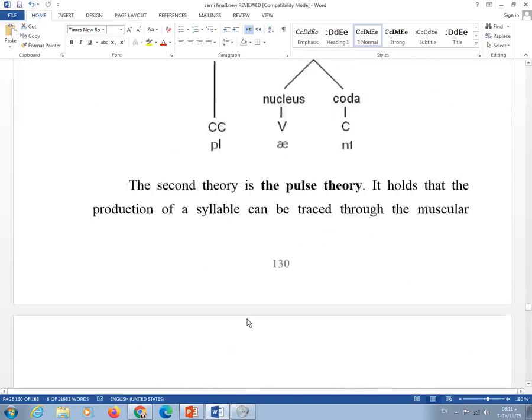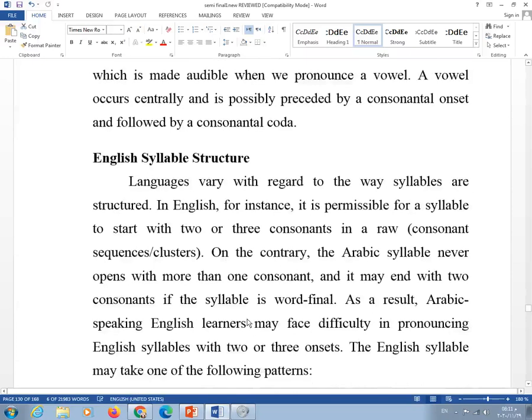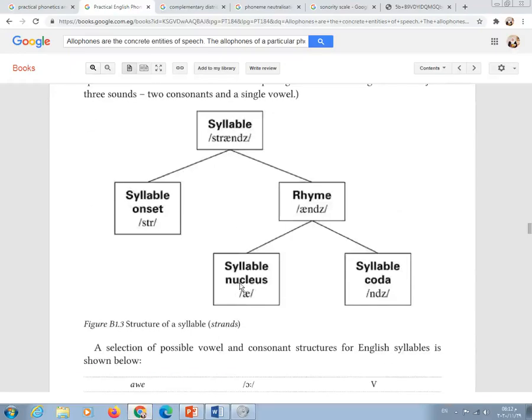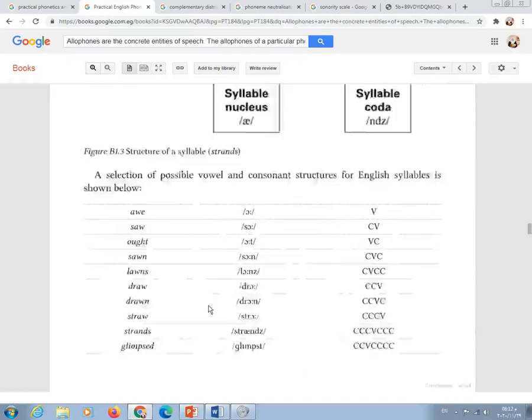Now of course there are different theories for what we mean by the syllable. But let's go directly to English syllable structure. Also we have another example before talking about this. Let's look at the example in your book. I switched to your book here. Yes, this is an example of the word strands. The onset is made up of three consonants, s, t, and r, and the rhyme is divisible into two parts: the nucleus a, that's a vowel, and the coda, where we have three consonants: n, d, and z. Okay, let's look at the examples.